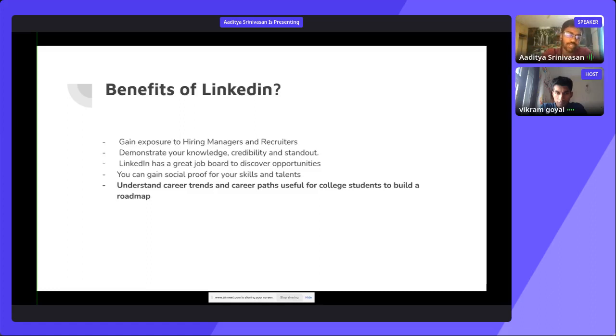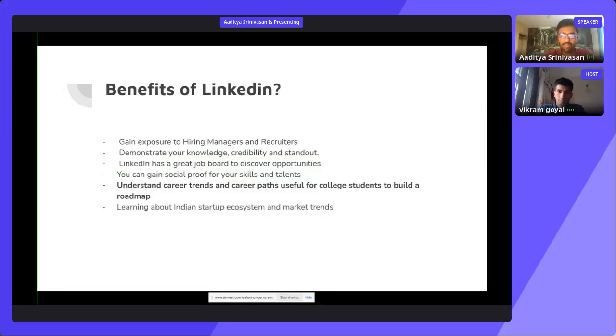Obviously, what is important here is the sample size. You cannot just look at one person, but if you look at 30 or 40 people, you can get a good understanding of their career trend. How did they end up building a profile for a PM role? The second thing is about building a roadmap for yourself as well. So that is a very important thing you can use LinkedIn for.